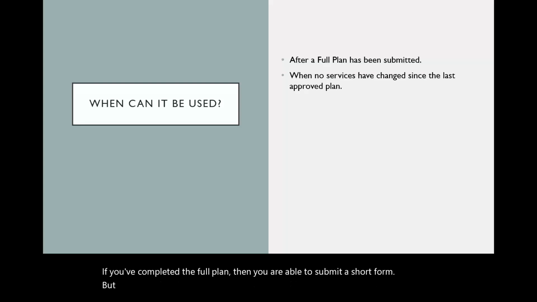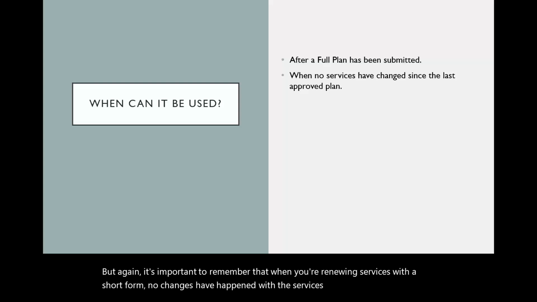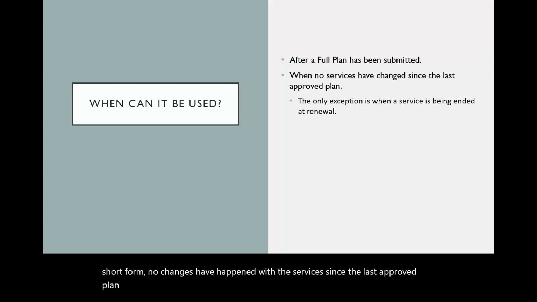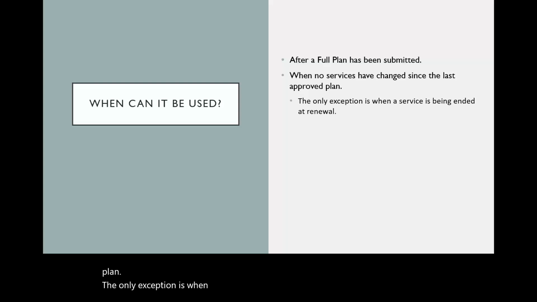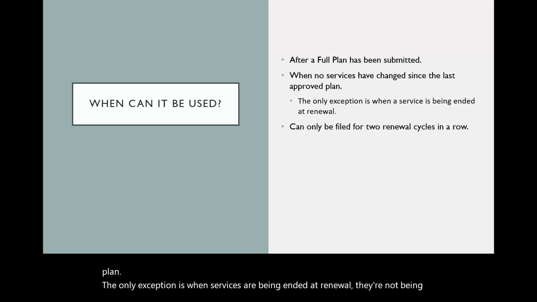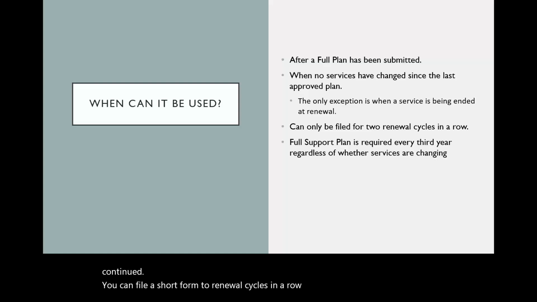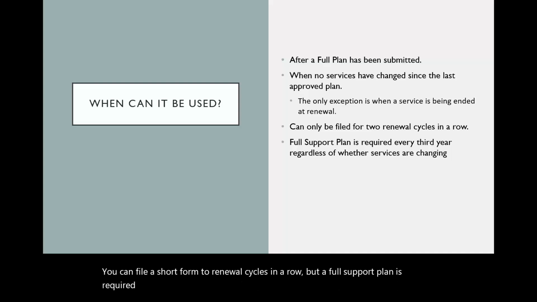But again, it's important to remember that when you're renewing services with a short form, no changes have happened with the services since the last approved plan. The only exception is when services are being ended at renewal. They're not being continued. You can file a short form 2 renewal cycles in a row, but a full support plan is required every 3rd year, regardless of services changing or not. You'll still have to submit it.